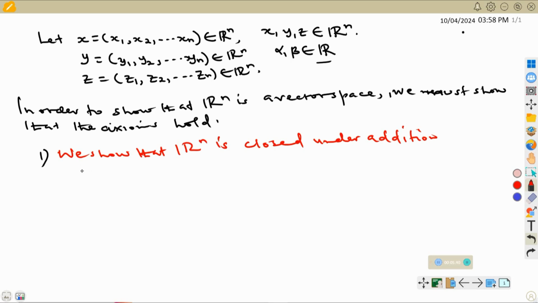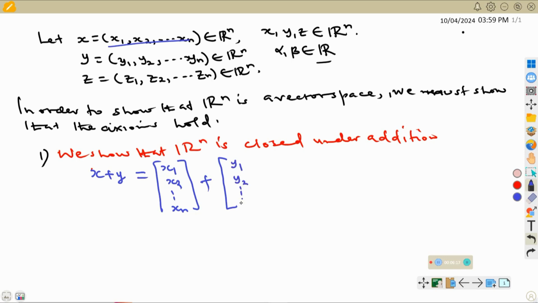So let us consider x plus y. We have seen that x and y are picked from R^n. We want to show that x plus y is an element of R^n. So what is x plus y? I will arrange this in column form. So let us have x1, x2 up to xn, and we shall add there y1, y2 up to yn.